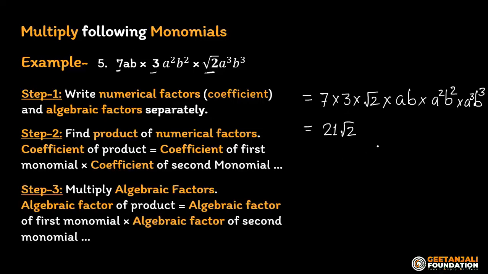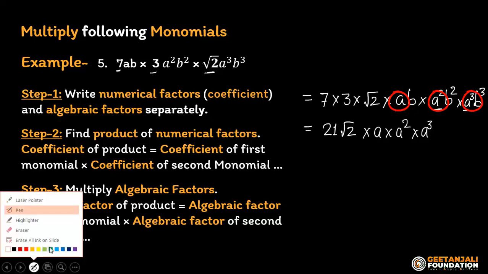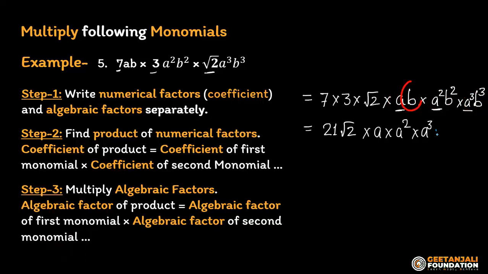And next we have to multiply the algebraic factors. First of all, I will separate them. So I'll write a, then I'll take this a square. Why am I doing this? Because I want the same bases together, and this a cube. So I got the same bases together. Now I'll take b as a base, so it is b times b square times b cube. So we have written them separately.